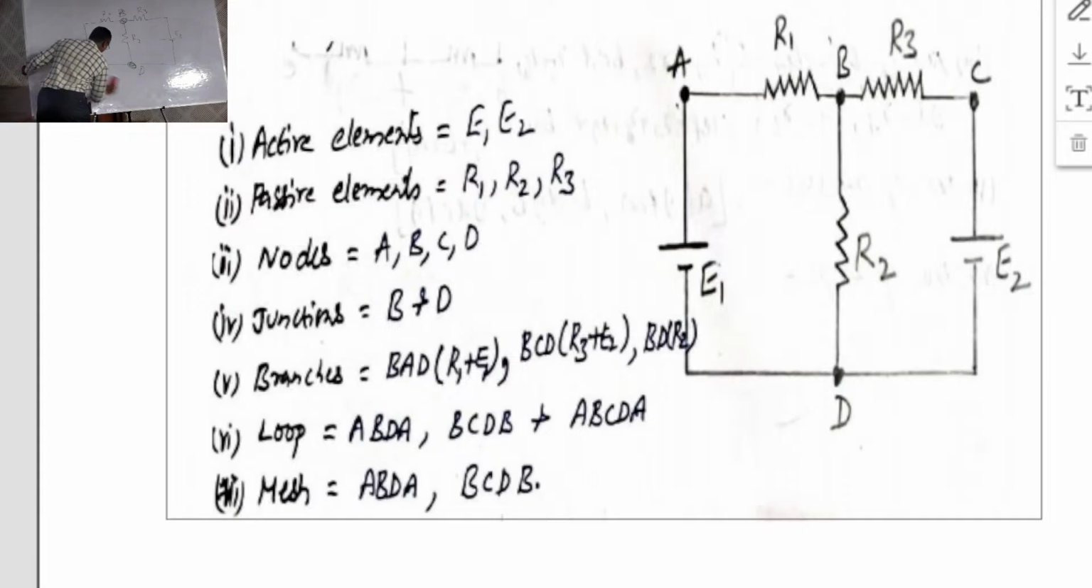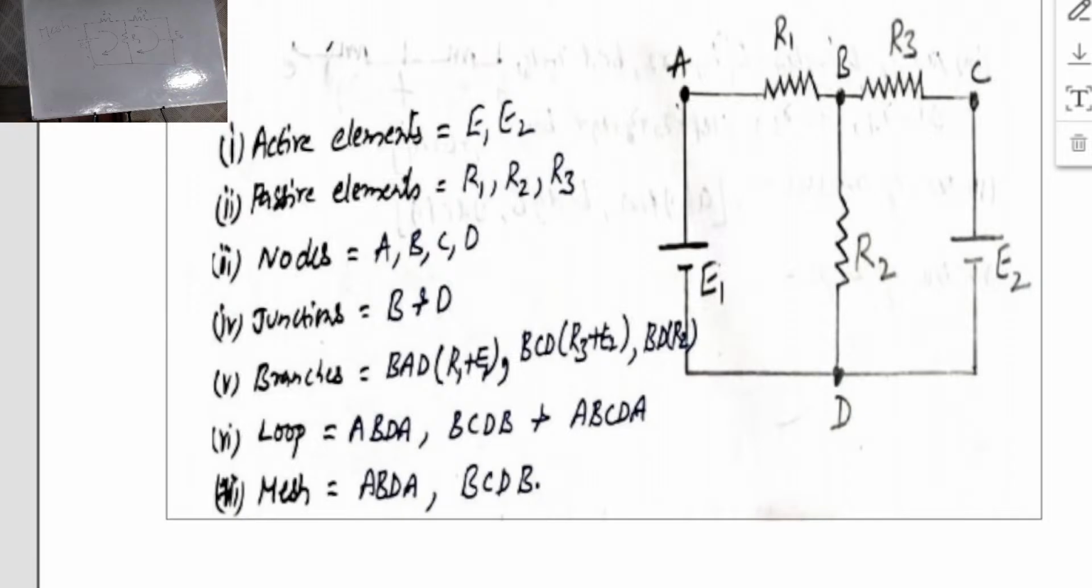Next one is mesh. Just a closed circuit is called a mesh. How many closed circuits are there? By seeing the diagram itself, we can say two closed circuits. Each is called a mesh. How many meshes for the given circuit?